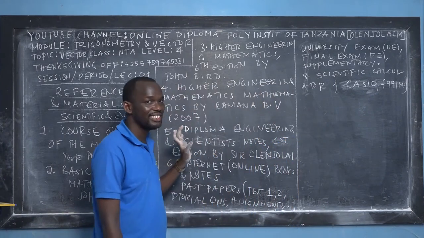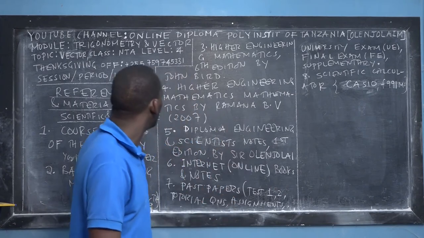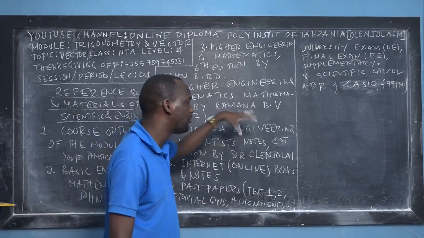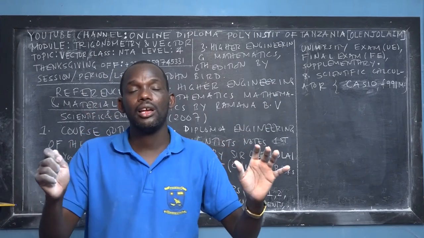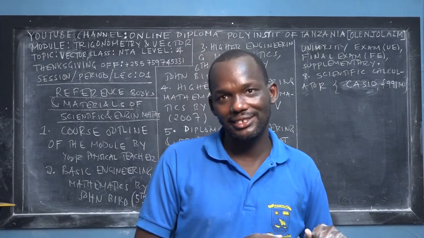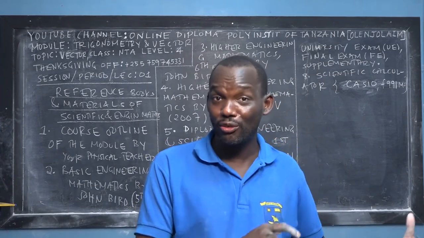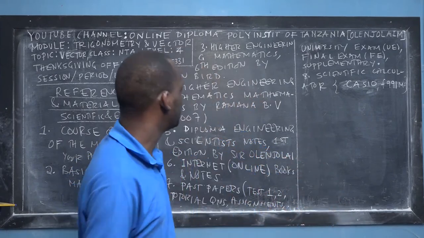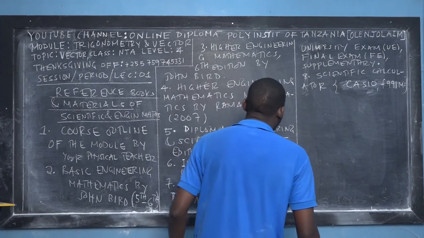That is the first thing I wanted you to know. All of these reference materials, you should have at least three to four of them for you to learn engineering and scientific mathematics at diploma level, not for undergraduate level and not for postgraduate level, but for diploma level.